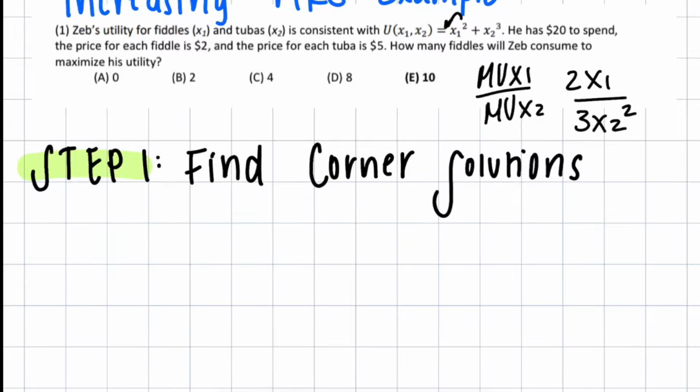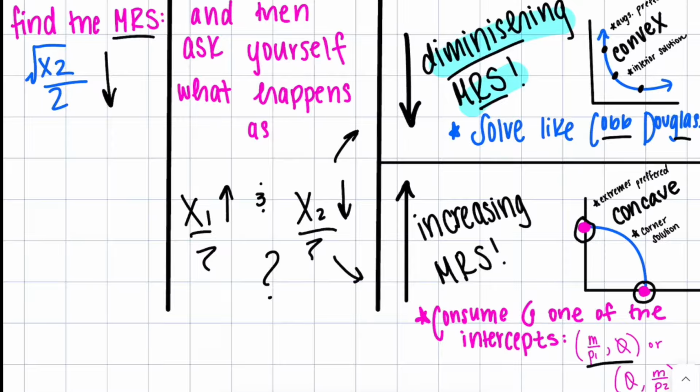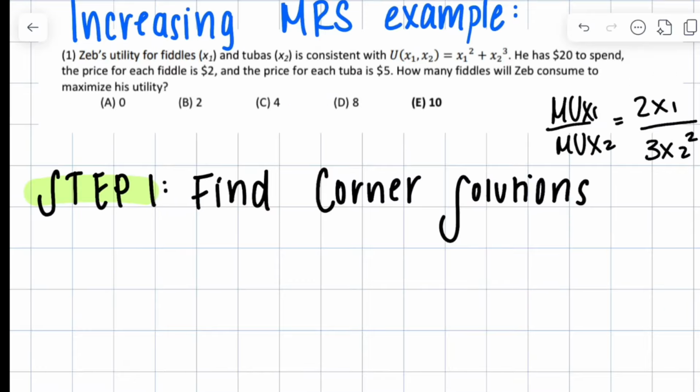and that's going to be our MRS. So if we have 2x1 over 3x2, we say what happens as x1 increases and x2 decreases. Well, if x1 is getting bigger and bigger, and x2 is getting smaller and smaller, then we have a bigger number in the numerator and a smaller number in the denominator, which means that our MRS is increasing.